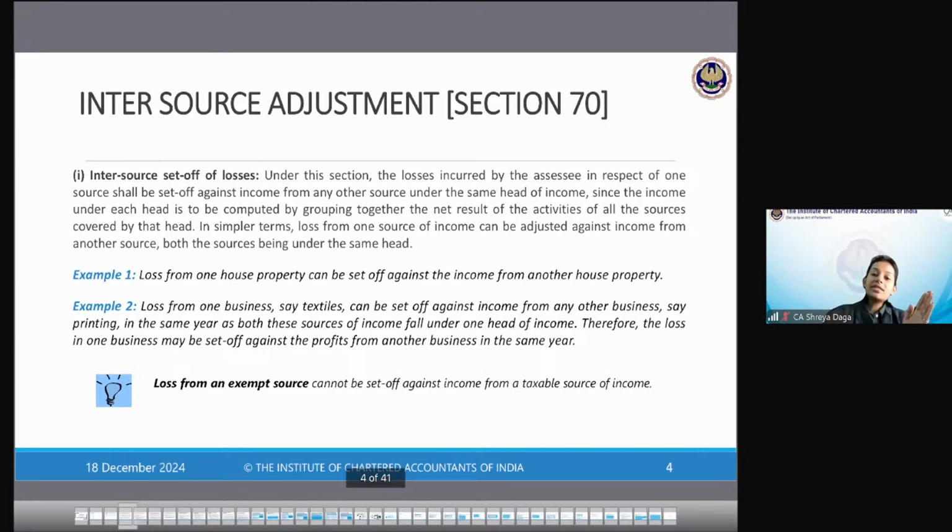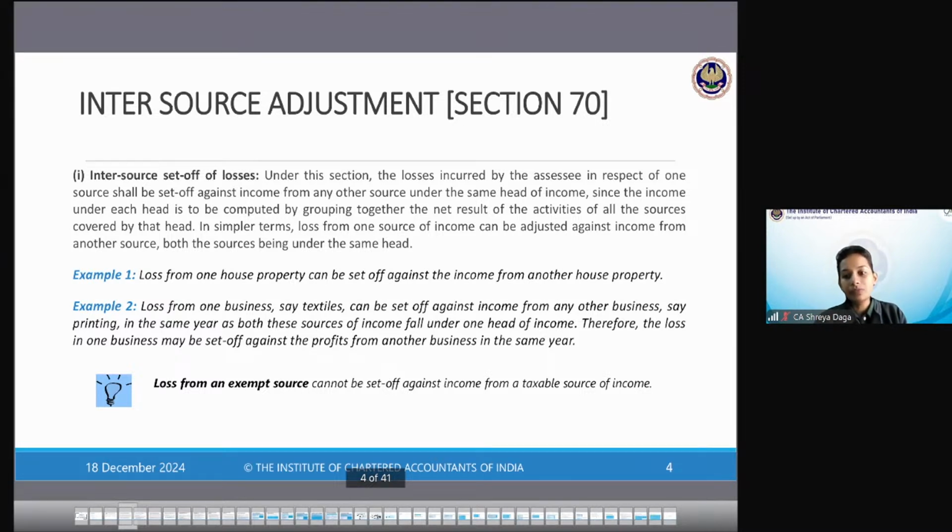Within intra-head, when I say same source, it means business loss of one head with business gain from the same source, from the same type of business. Because in some cases there are restrictions that one type of business loss cannot be set off against one type of business gain. So you have to be careful: first understand what is intra. Intra means within the same head. Then what is inter? Inter means between two different heads of income.